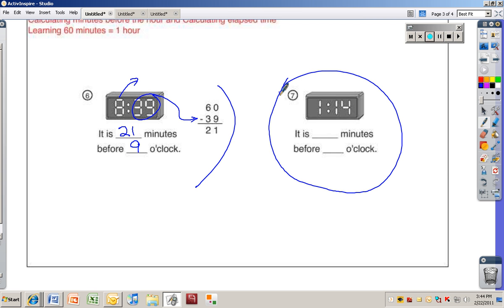Okay, first of all, what hour am I coming up on next? 2 o'clock. So it is blank minutes before 2 o'clock. I know that there's going to be a 2 right there. How do I figure out how many more minutes it has to go until 2 o'clock? Subtract. Subtract 60 minus 14, right? 0 minus 4 is 4? No, got to borrow from the 6, make it a 5, right? Make this a 10. 10 minus 4 is 6. 5 minus 1 is 4. So there you got 46 minutes to go until the next hour of 2 o'clock.